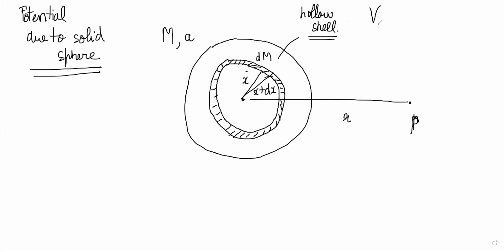We know potential due to shell at point P. That will be, because the point P is outside right now, you can say it will be minus GdM by r, as if the shell is at the center, right? If you forget about everything else, just think of the shell. The point is outside the shell. So the formula will have r in the denominator.